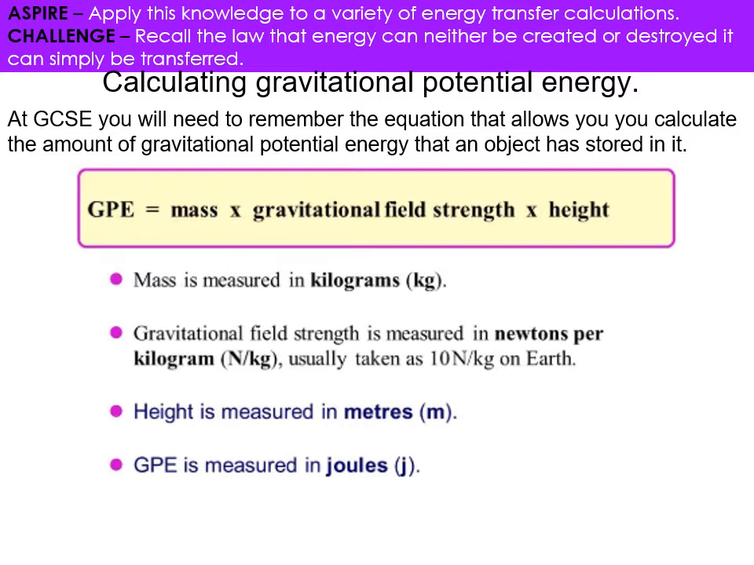However, we can also calculate something called gravitational potential energy. Now, this goes back to the diagram of the falling guy. So you've got someone who is falling. Well, you've got someone at some point who was falling, or you've got something at a height. At GCSE, you will need to remember the equation that allows you to calculate the amount of GPE, I'm now going to call it gravitational potential energy, that an object has stored in it.